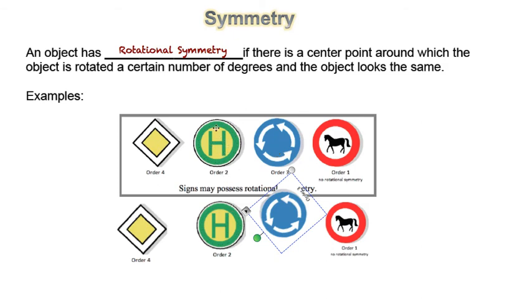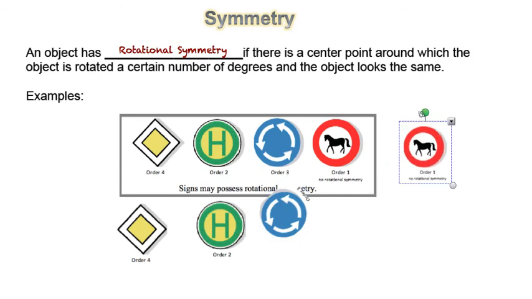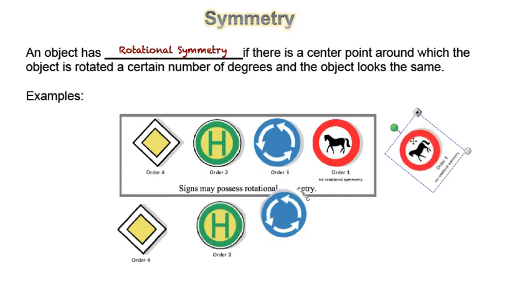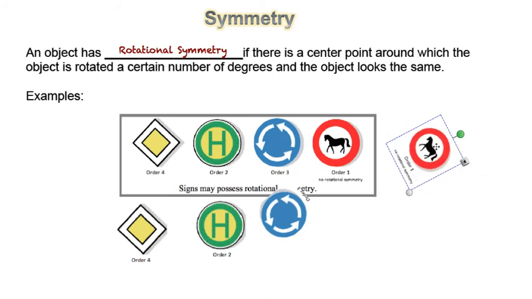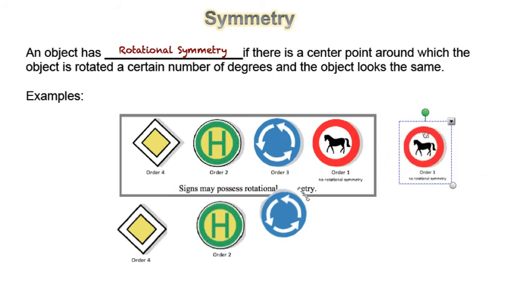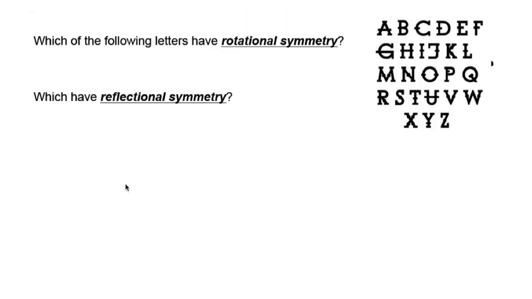This image has order 2 because you can flip it over once and then bring it back again. Order 1, see this horse? This horse messes things up because if you start turning it, it doesn't look the same until it goes all the way around. So we say there's only 1 point to this from which you can rotate it. That is rotational symmetry.